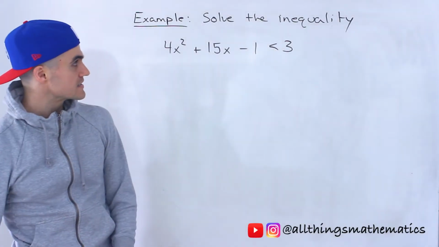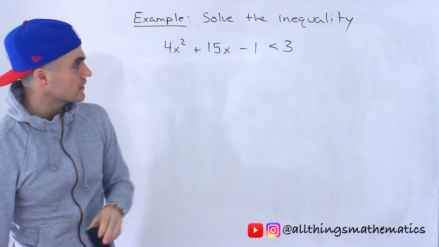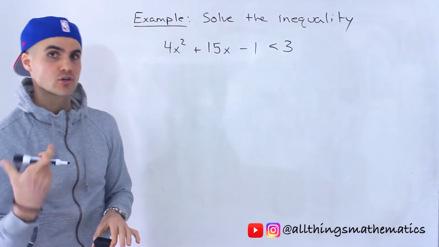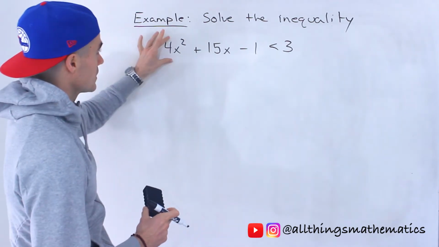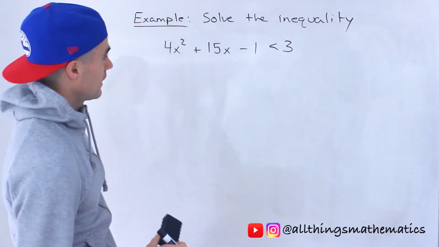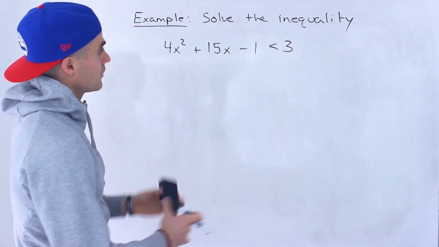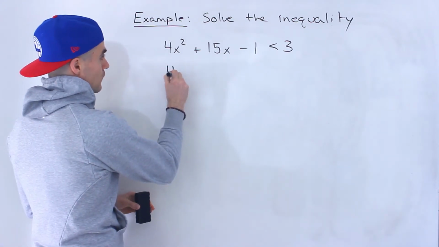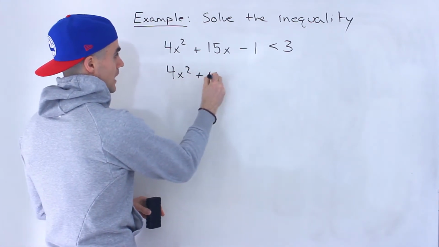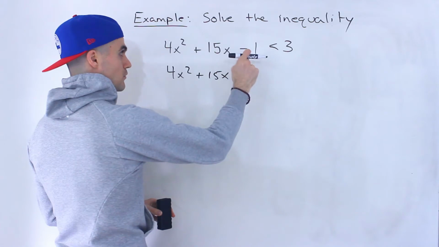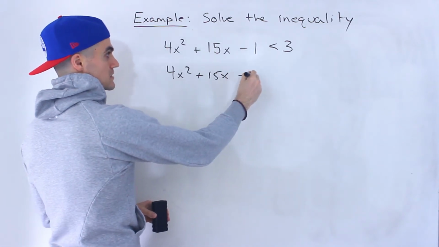Moving on to the next question. We have to take this inequality here and solve it. Notice it's a quadratic inequality because the highest degree is this 2 over here. So what we're going to do is bring everything over to one side. So we'll have 4x squared plus 15x. And then when we bring the 3 over, minus 1 minus 3 gives us minus 4.